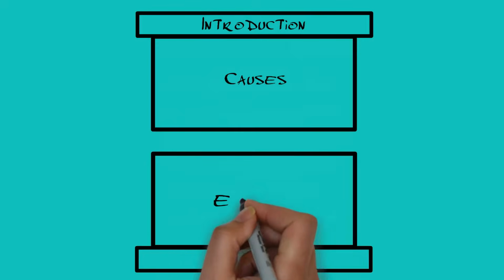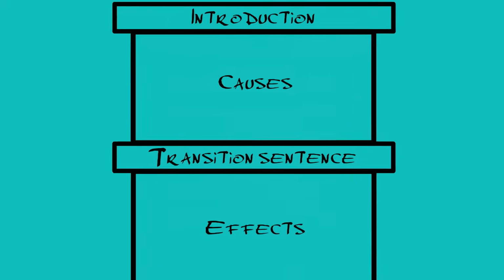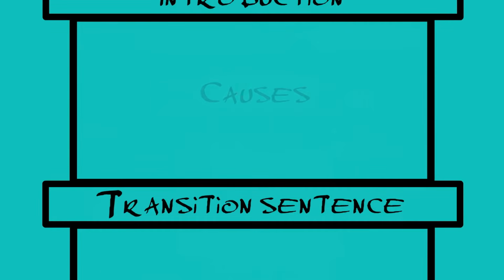Well, like any essay, we have an introduction at the beginning and a conclusion at the end. And this essay has two blocks. First, for the causes, which come at the beginning, and then for the effects, which come at the end. In between, we might have a transition sentence to link the causes to the effects, and we'll see an example of that in a moment.